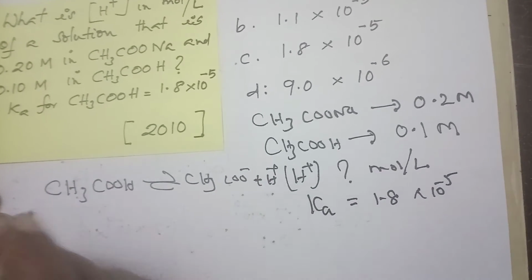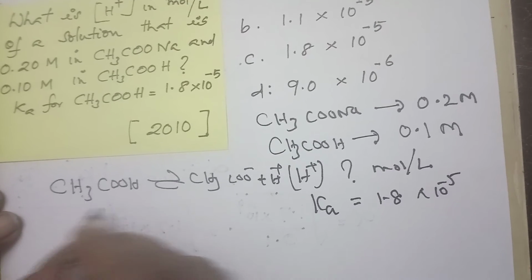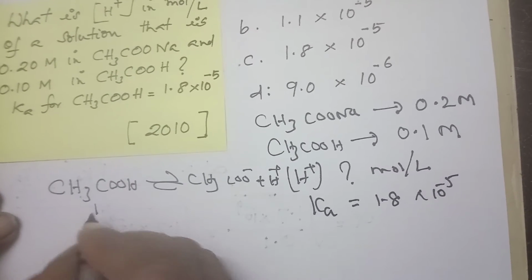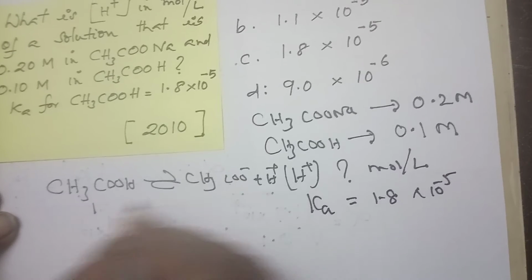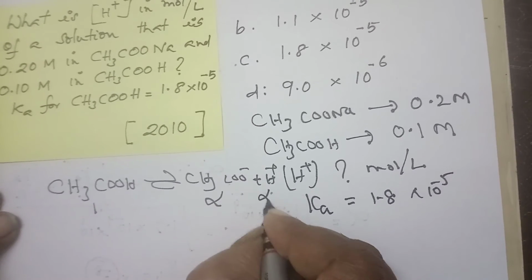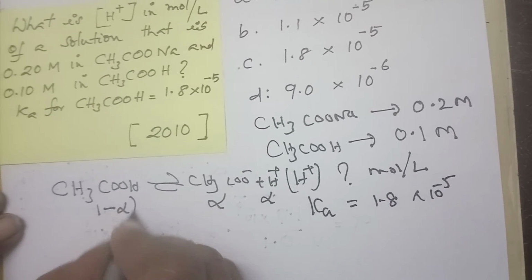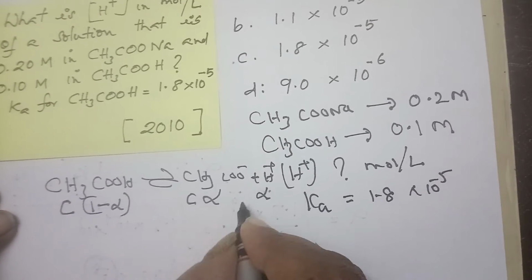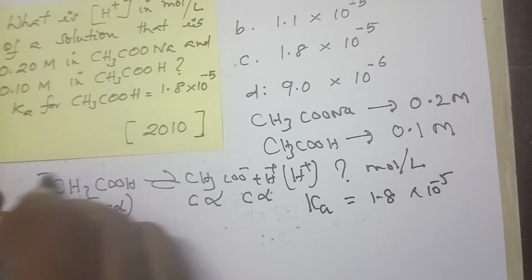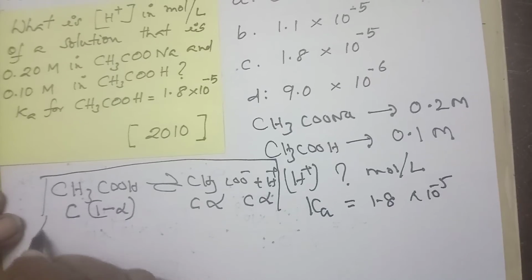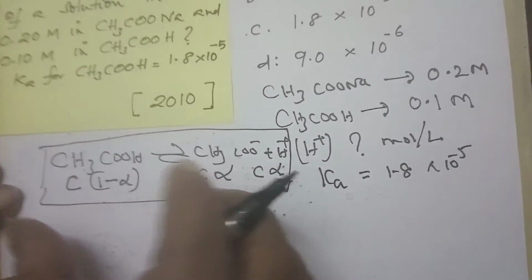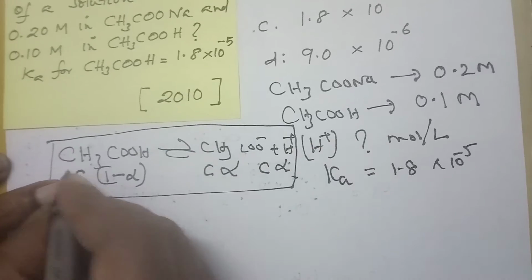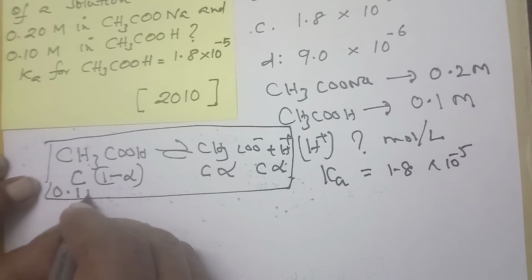For this, the information given in our book is that initially you have 1, then 0 and 0. From there, the formation of alpha gives 1 minus alpha, and to find the molar concentration we multiply by C. This is the format given in everybody's textbook. Now I am keeping it as it is. Here the concentration of acetic acid, from the sum, is 0.1 M.